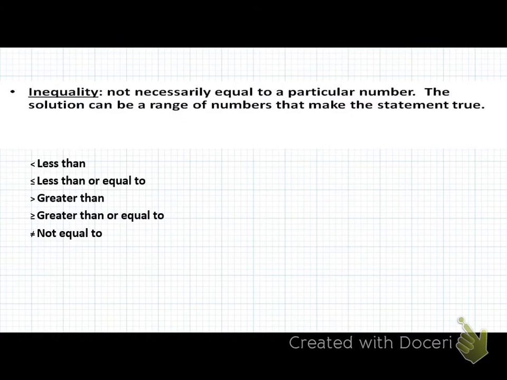Okay? So an inequality is not necessarily equal to a particular number. The solution can be a range of numbers that makes the statement true. So the big idea here is not just one number but a range of numbers. Okay? And these are the words. So why don't you pause the video and write this down.